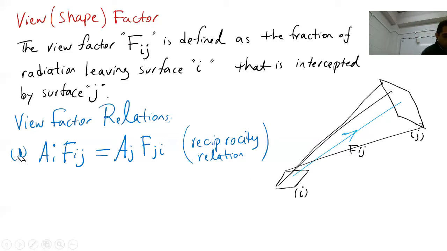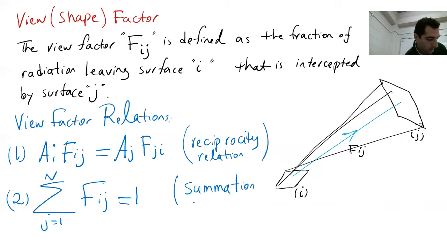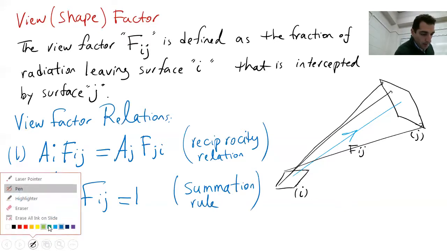And the second relation: the summation of Fij, with j from 1 all the way to N, where N is the number of surfaces in an enclosure, should be 1. We call this the summation rule. I can explain this more here.